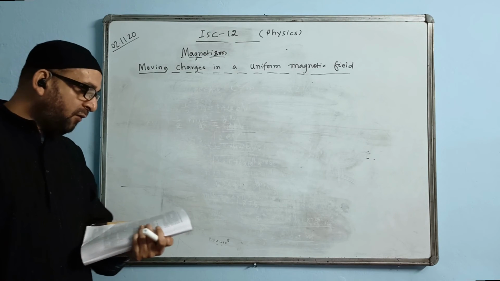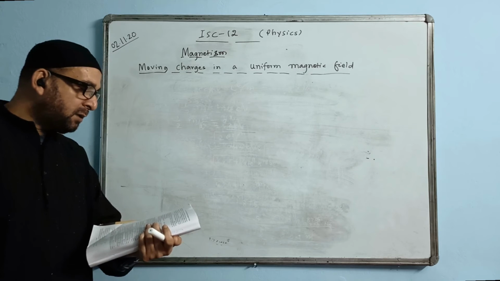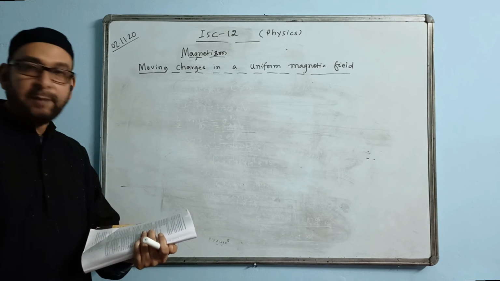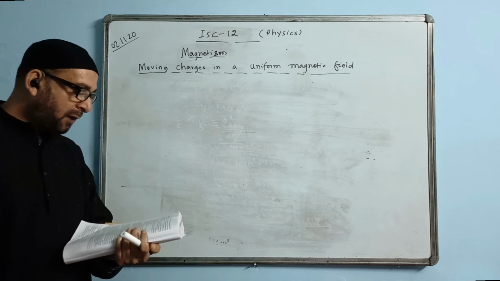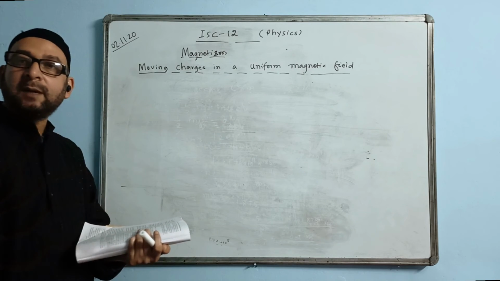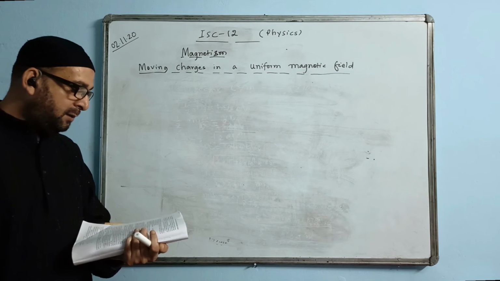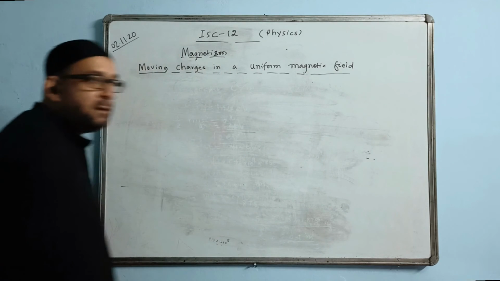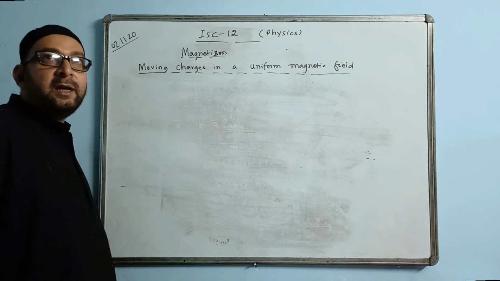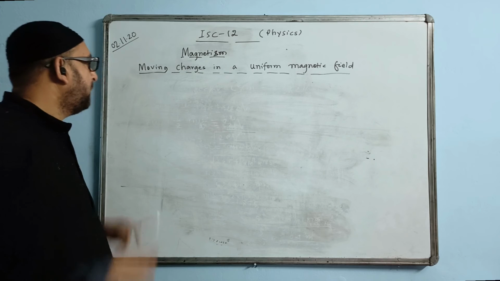They are saying take mass of alpha particle equal to 4 times the mass of the proton and its charge 2 times. That is the question. You have to compare the number of revolutions they are making per second.